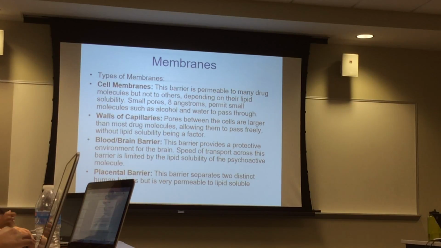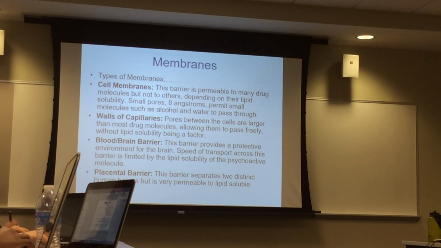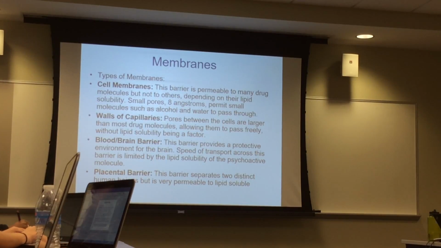So in general, what are the membranes? What are the barriers that the drug has to cross to reach the site of action? So you have cell membranes, which are permeable to many drugs, but not to others, depending on their lipid solubility, this is number one, and the size. So the pore size between the membranes is 8 angstroms.